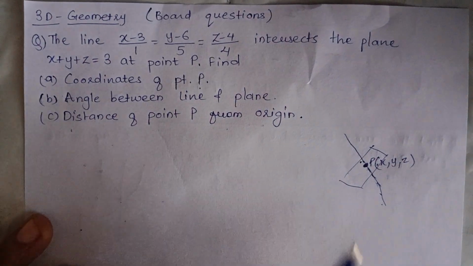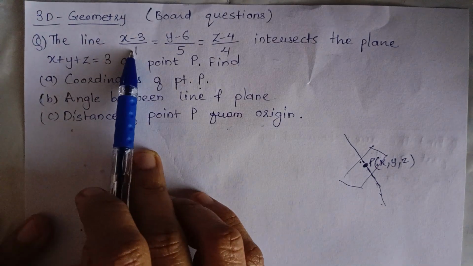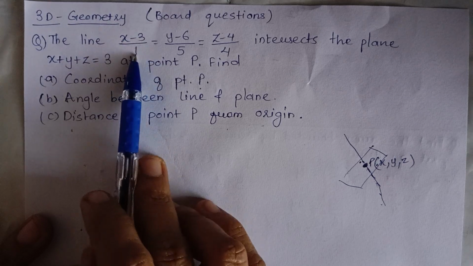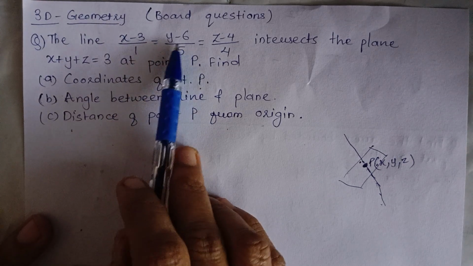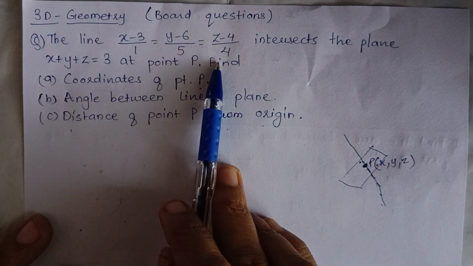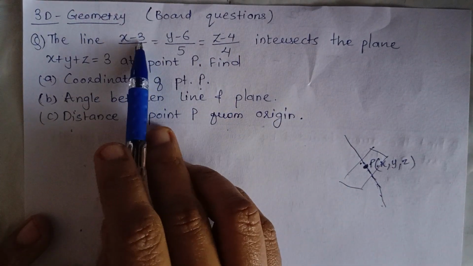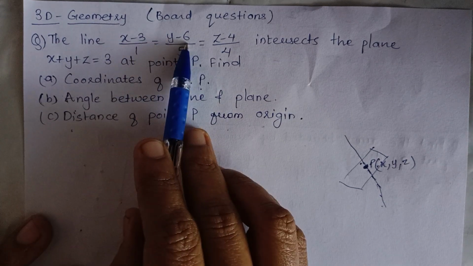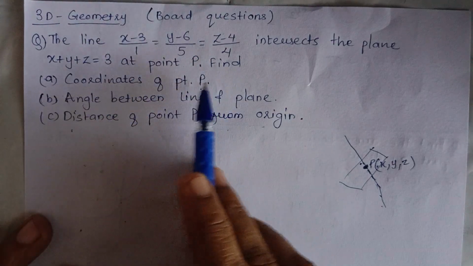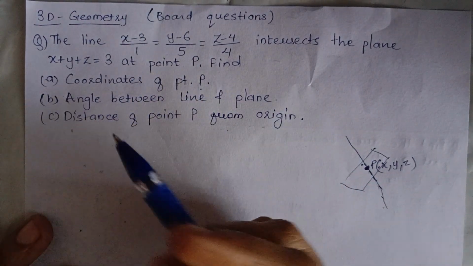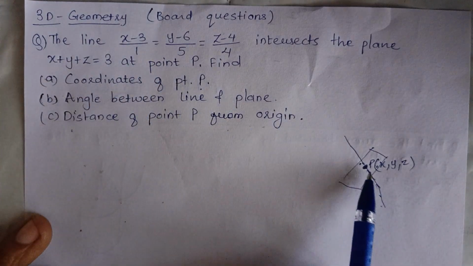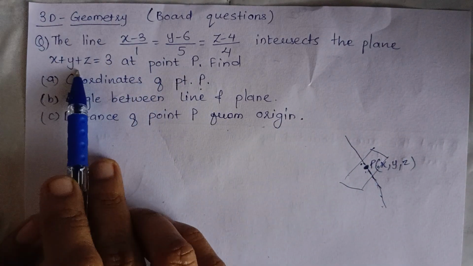First you have to check whether the line is given in the standard form or not, that is (x minus x1)/a, (y minus y1)/b, and (z minus z1)/c. So you have to check the x1, y1 and z1. Now this is given in the standard form, so no need to worry. Now we can find the coordinates of P using this line and this plane.